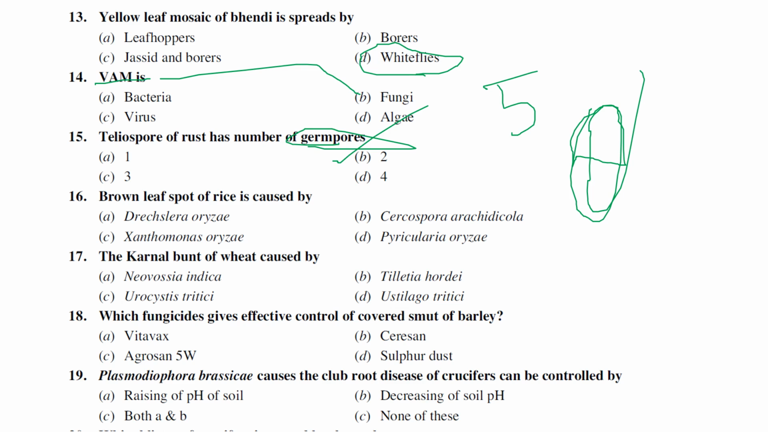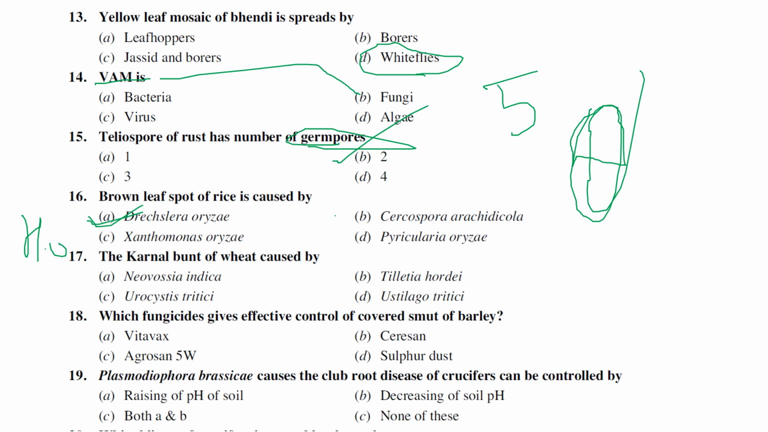Here, as I told you, brown leaf spot of rice is also responsible for the Great Bengal famine. It is caused by Helminthosporium oryzae, otherwise called Bipolaris oryzae. The teleomorphic or sexual stage is Cochliobolus miyabeanus, and it can also be called Drechslera oryzae. So the answer is Drechslera oryzae.